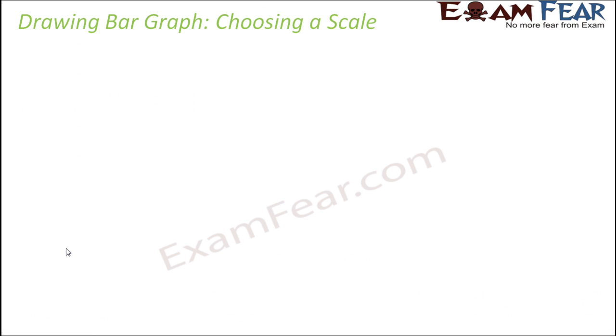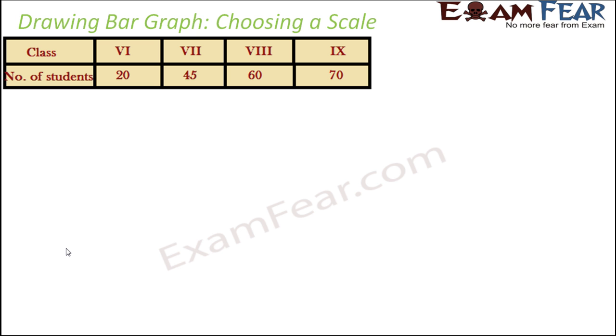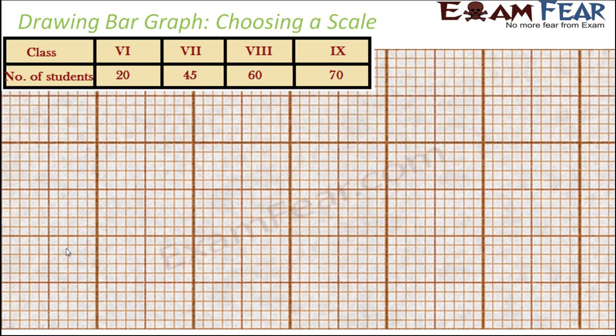Next part is choosing a scale. So how do we choose a scale? Let us take this example. Let's say this represents the number of students in different classes, like class 6, 7, 8, 9. They respectively have 20, 45, 60 and 70 students.